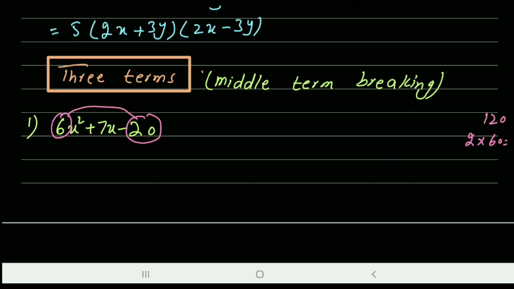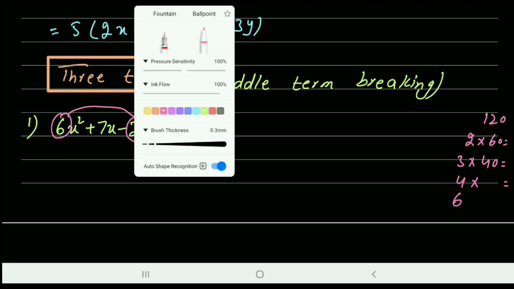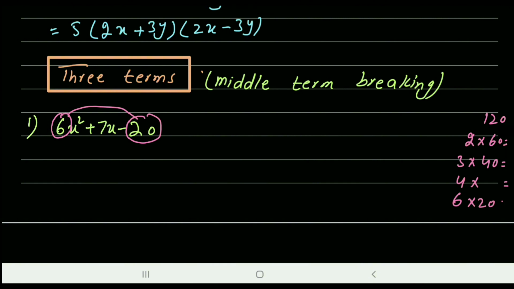Like 3 times 40 is 120, so we are not getting 7 by adding or subtracting these two terms. Now 6 times 20, 4 times 30. Okay, so you have to write all the terms. 1 times 120, 2 times 60, 3 times 40, 4 times 30, 6 times 20.